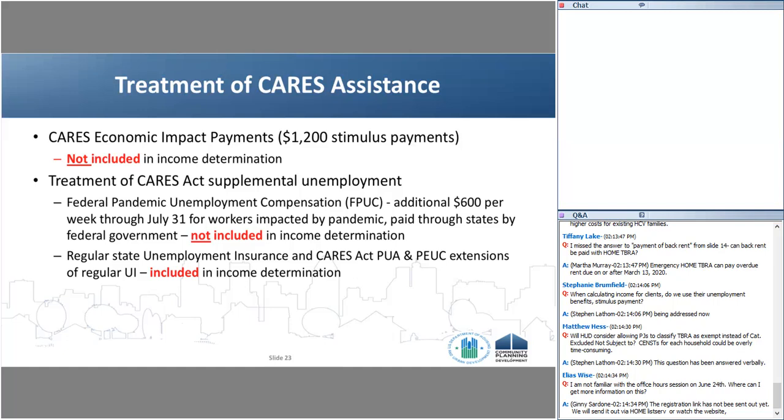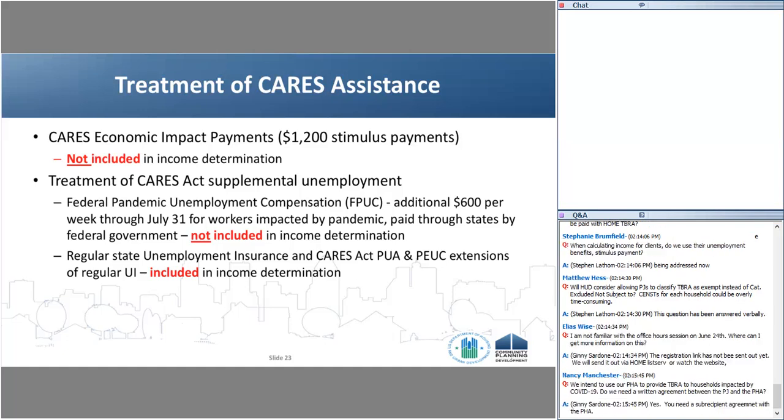However, I want to stress that the regular base state unemployment insurance and the CARES Act extensions from 26 weeks to 39 weeks, which some of you know by the acronyms PUA and PEUC, those are extensions of regular unemployment insurance, and they must be counted or included in the income determination. So just to emphasize this point once more, only the $600 temporary boost to unemployment insurance is excluded from income. All other unemployment insurance continues to be included.